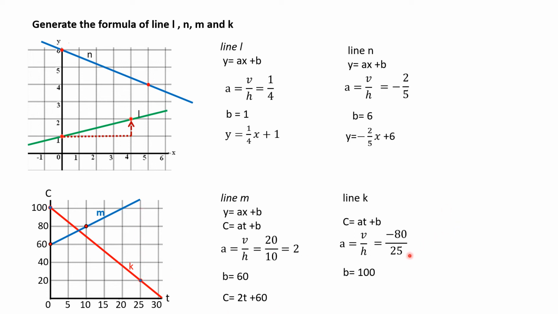So we have minus 80 divided by 25, and try to simplify it. That is minus 3.2, or 3 and then 1 over 5. And then we have our formula.